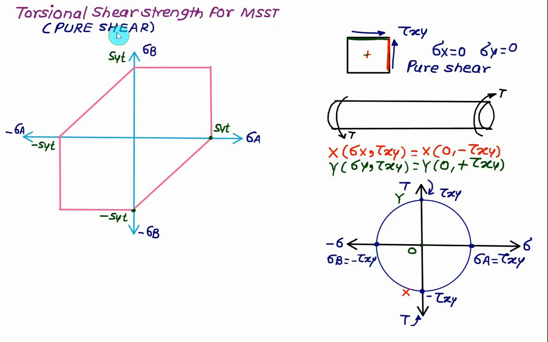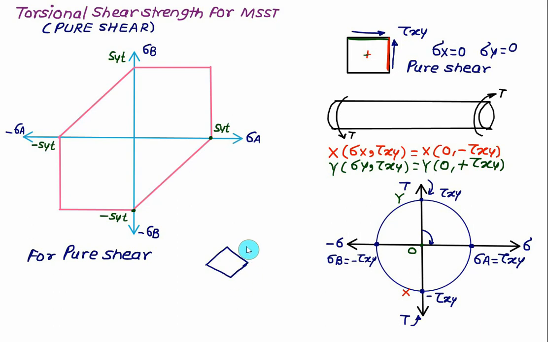In case of pure shear, sigma A and sigma B are identical in value but opposite in sign. So in case of pure shear, that is the shaft is subjected to torsion, only shear stress is produced. In this state of stress, sigma x and sigma y are 0, but if you rotate it by 45 degrees, you will get the principal stress. So the same state of stress, if rotated, means that this angle will be equal to 2 times theta p, so you rotate it by 45 degrees.